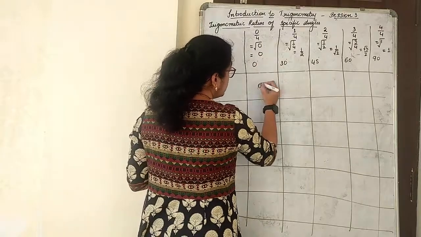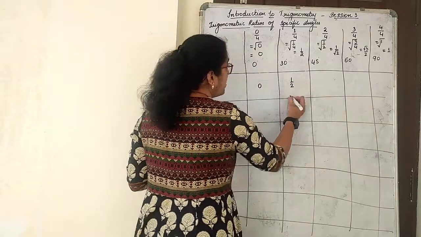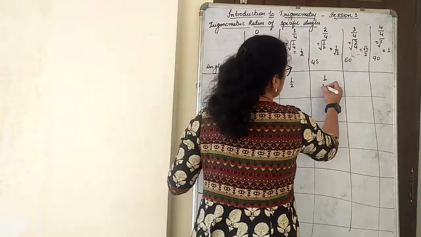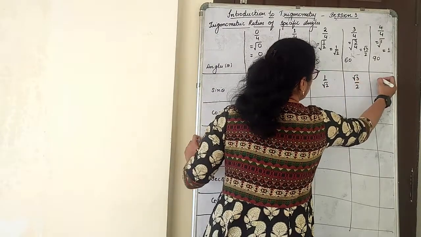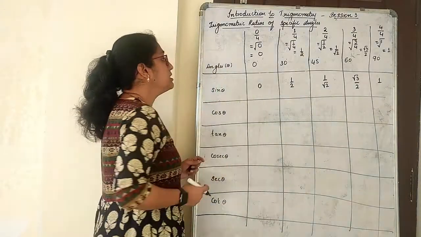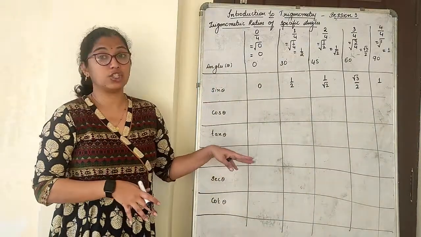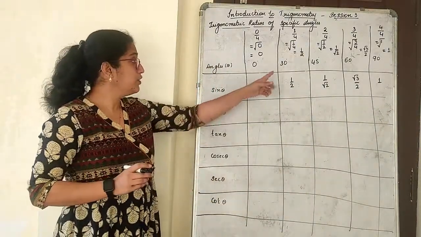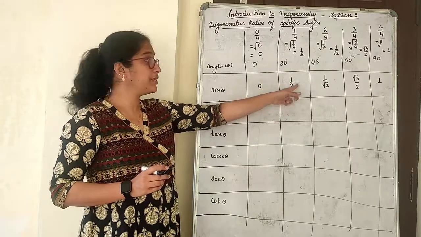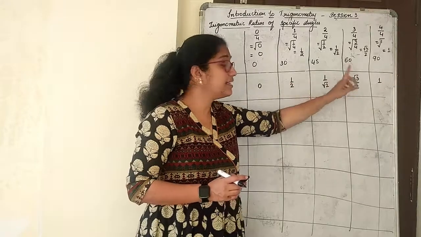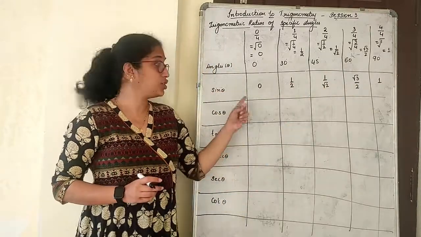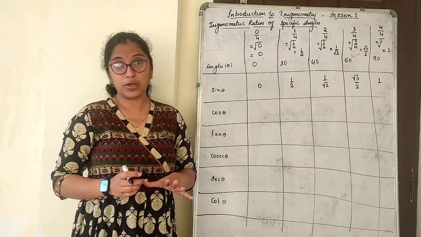Below this, 0, 1 by 2, 1 by root 2, root 3 by 2 and 1. Of course, 0 and 90 degree we have not touched in the derivation. But what was sin 30? 1 by 2. Sin 45? 1 by root 2. Sin 60? Root 3 by 2 in our derivation. There we get it. Okay.